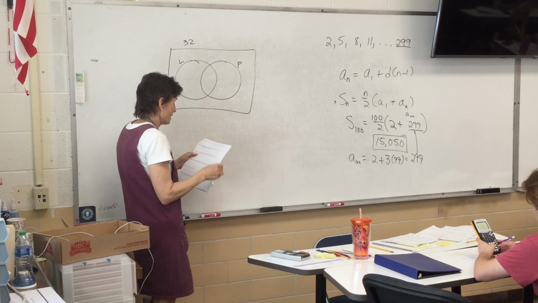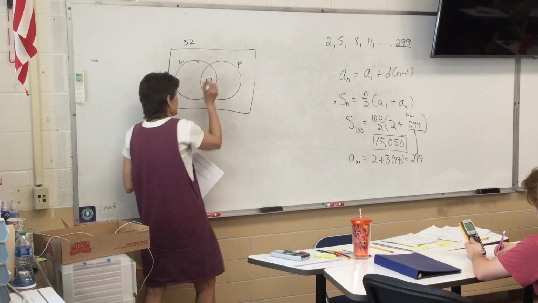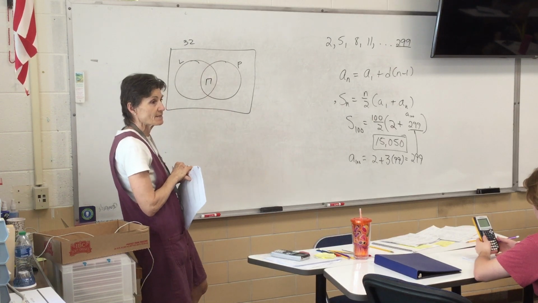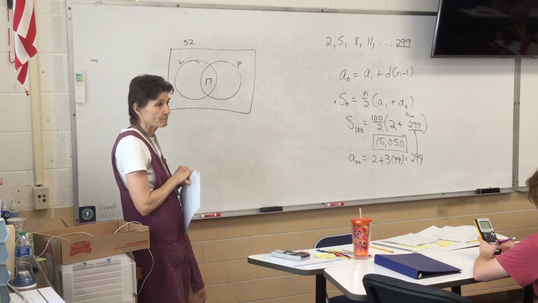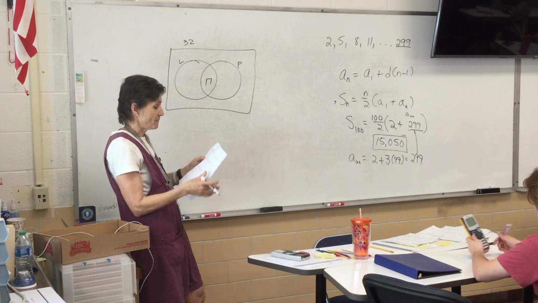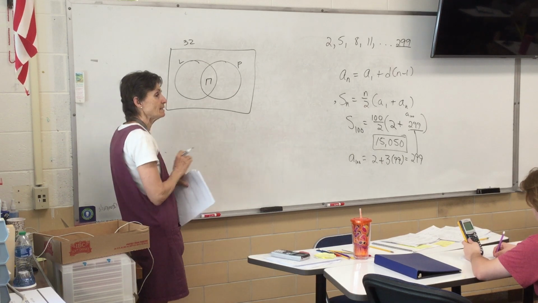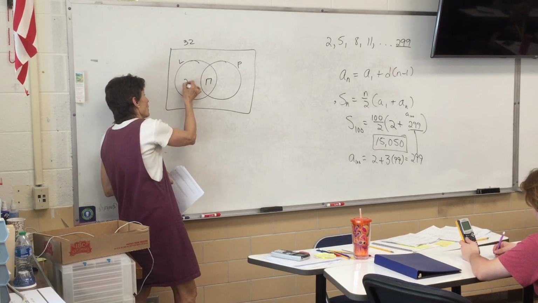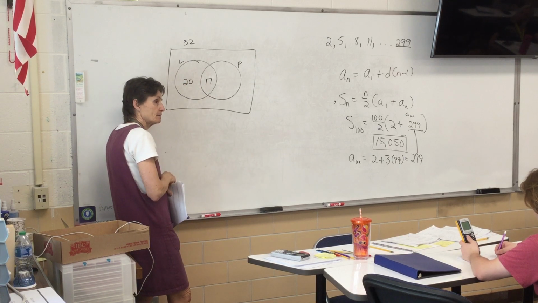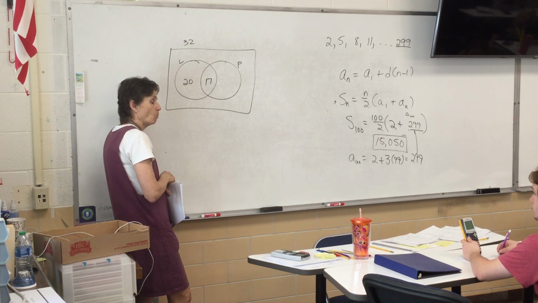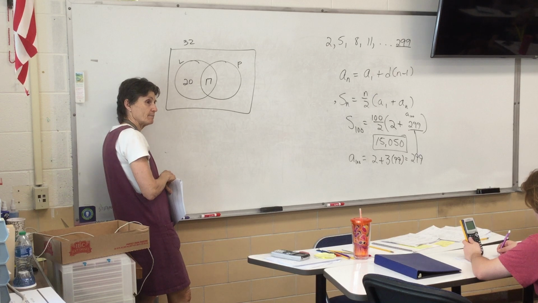17 of them love both logarithms and polynomials. Doesn't it make sense that the 17 would go there? Now here would be a big mistake. 20 love logarithms, so I put 20 here. Big mistake. Big mistake. What does the 20 represent?